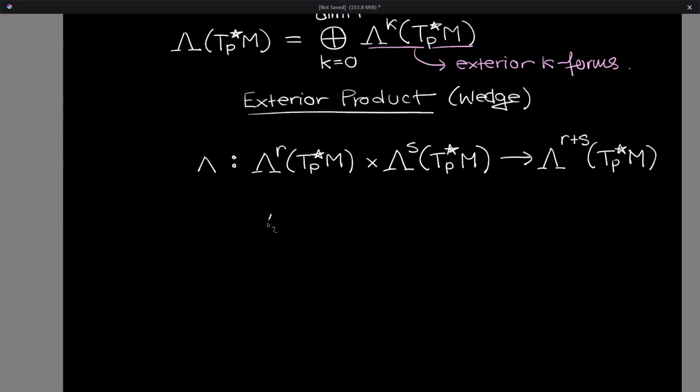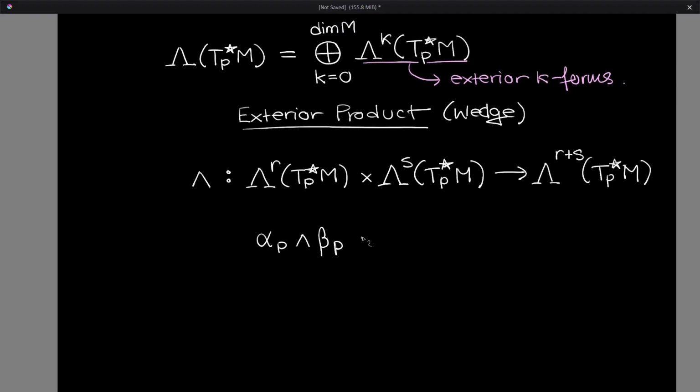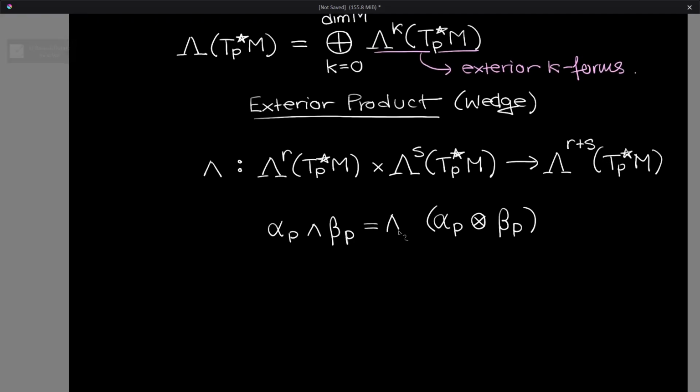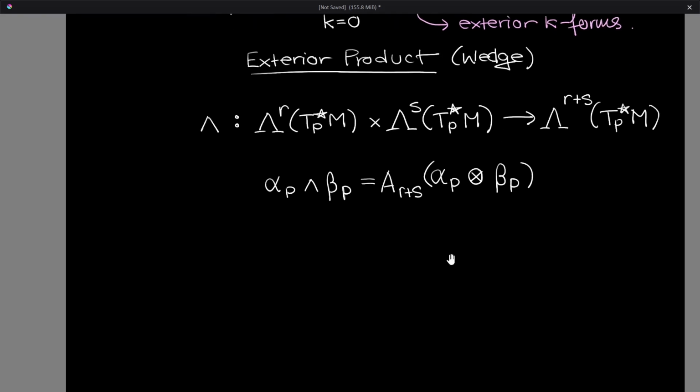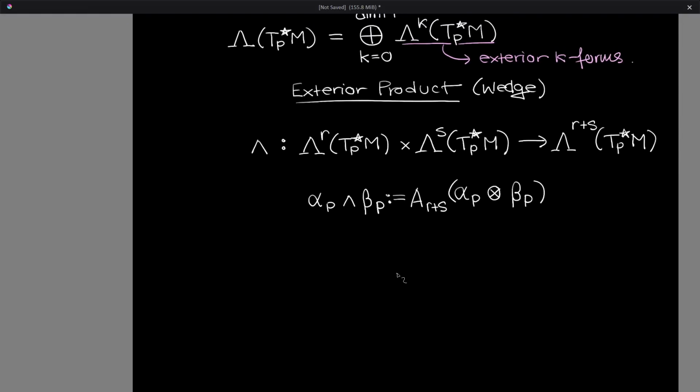How do we define that? Well, if alpha p and beta p are an R form and an S form, then we could just make it the tensor product of them, right? But then there's the problem that we're going to exit out of the algebra in general. For two generic elements, we may very well exit out. So we just take the alternating map of the result so that we project back down into the algebra. And that's our definition for the wedge product or the exterior product.